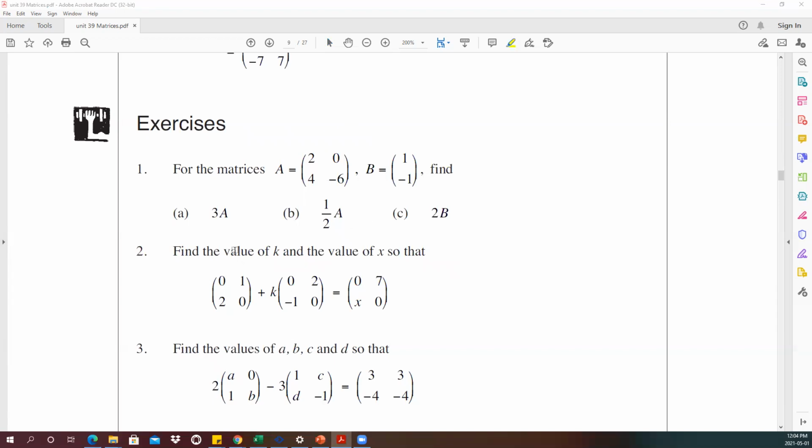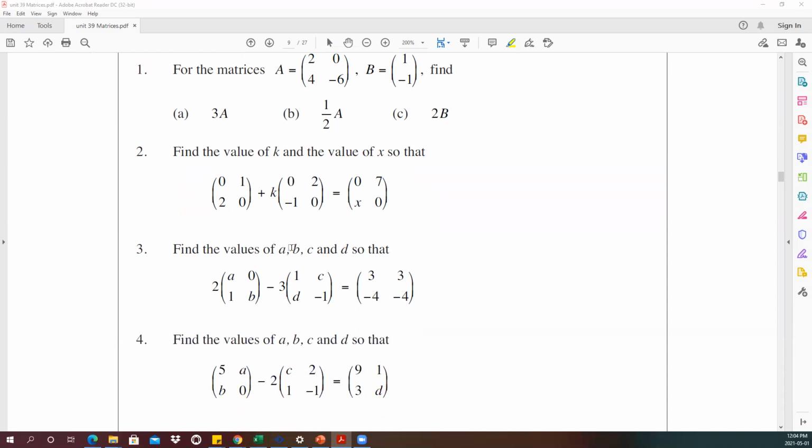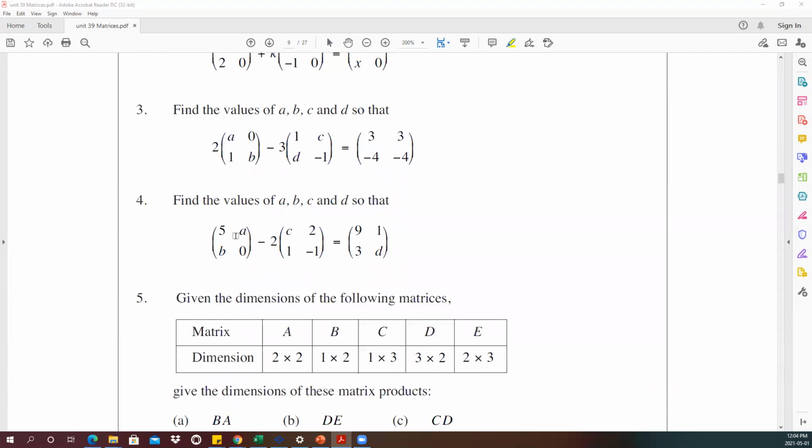Then it says, find the value of K and the value of X so that this is equal. Now, this is more interesting, right? Because they mix the concept of having a scalar and the concept of solving for an unknown. So there are quite a few things going on here. Then I have this one, find the values of A, B, C, D. So we are familiar with this type. Already you multiply out with a scalar and then you solve for the unknown. So that one not too bad.